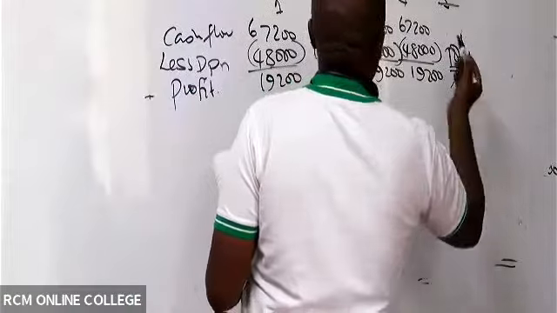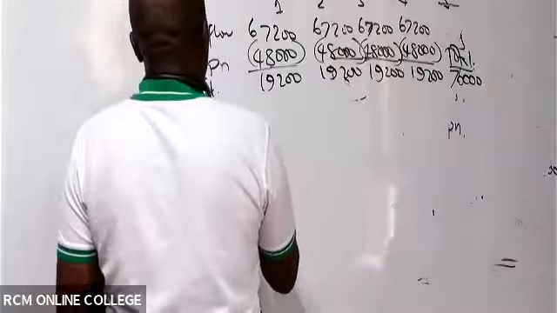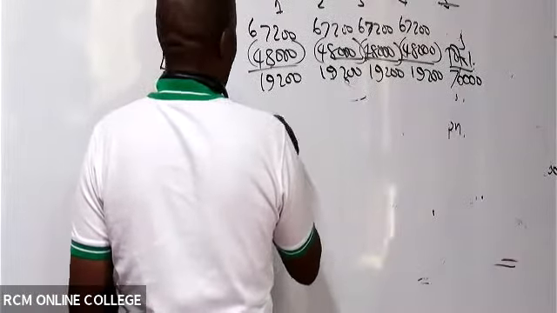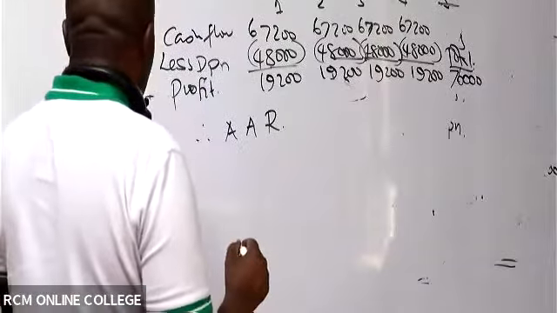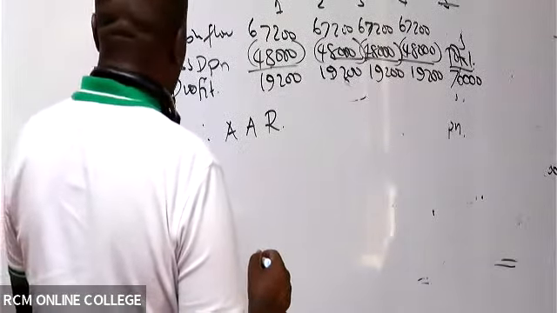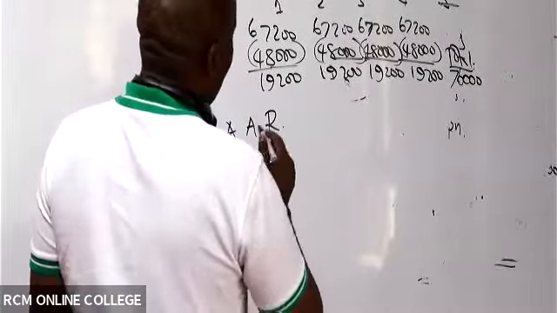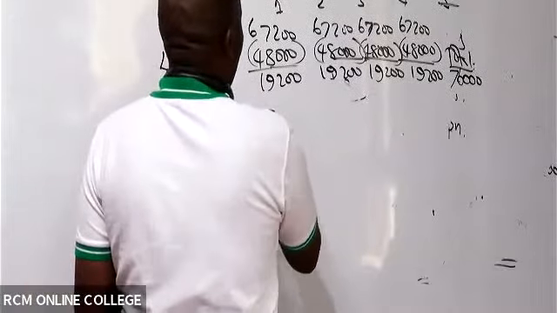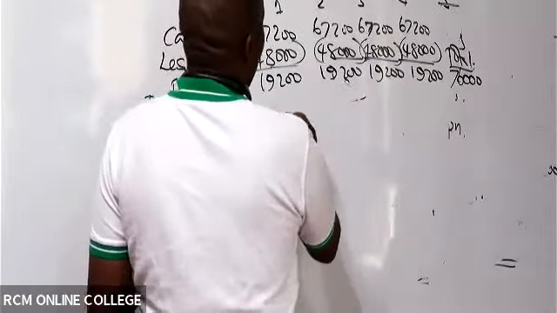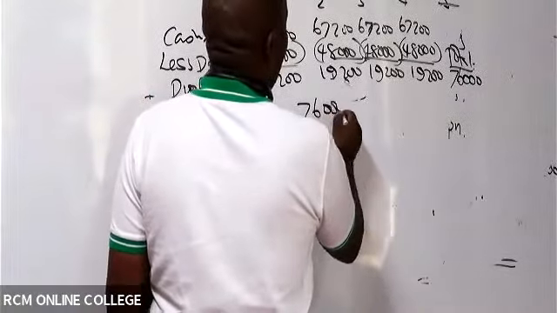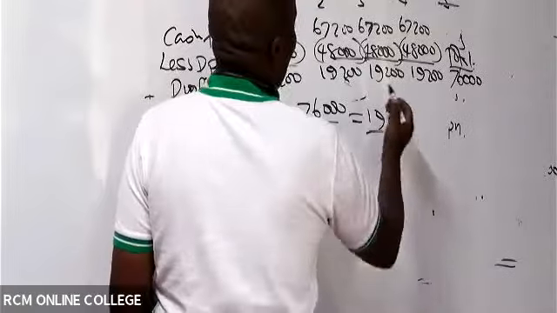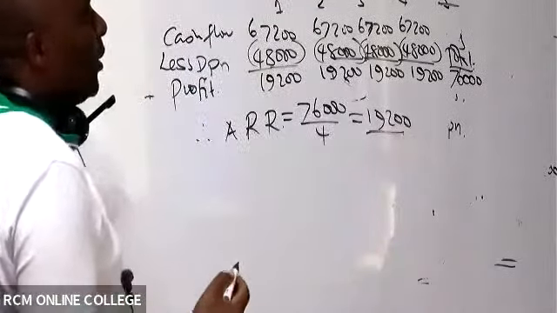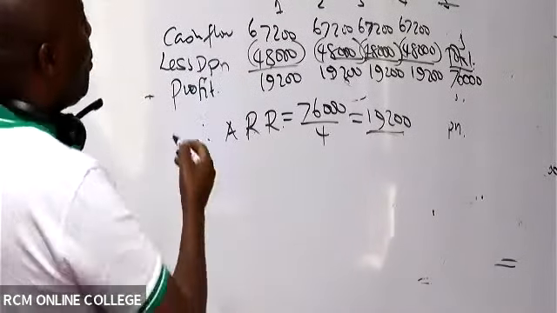This is straight line, no problem. Therefore, the accounting rate of return, or average accounting rate of return, ARR. So I will take this 76,000, divide by 4, which gives me 19 what here? 19,200 like that. This is for project X.